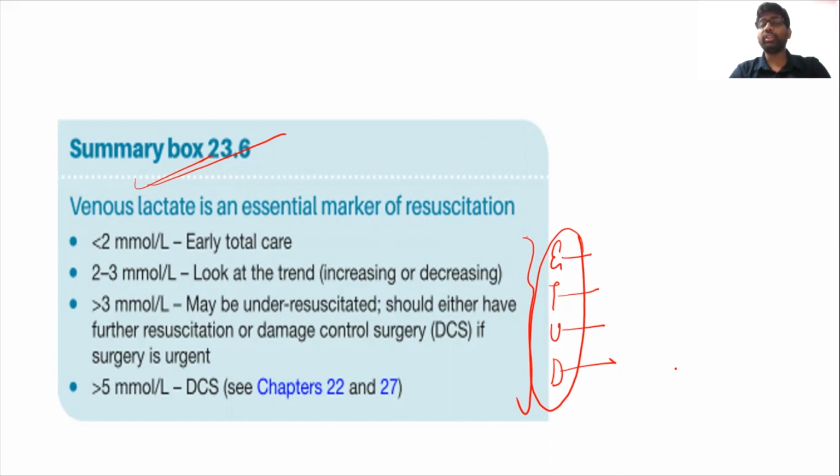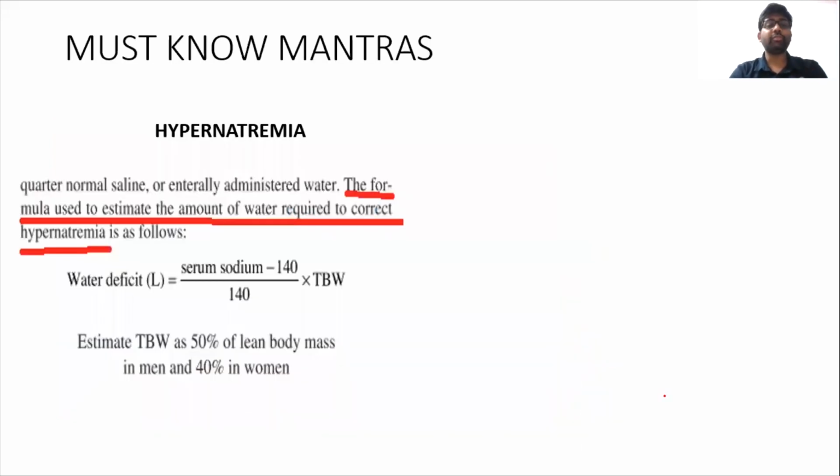Now the next few things from Schwartz, which are very importantly asked in NB, I have seen in the previous papers. A few mantras that we have to know regarding the electrolytes. Regarding electrolytes, they might ask you about hypernatremia. How do we correct hypernatremia? Formulas can be there in the exam, so always try to remember the correction formula for hypernatremia, which is not common.